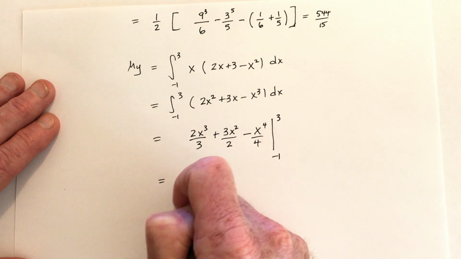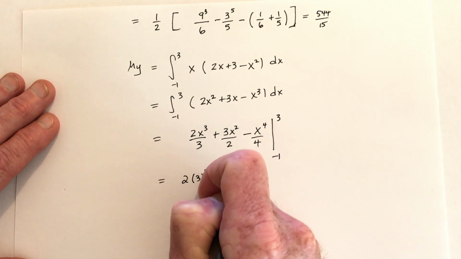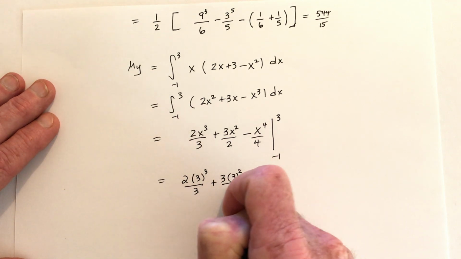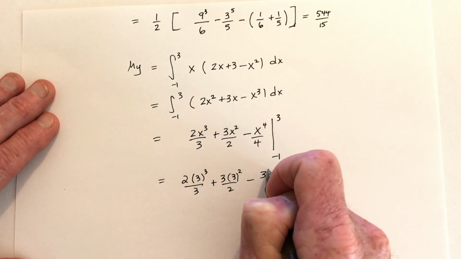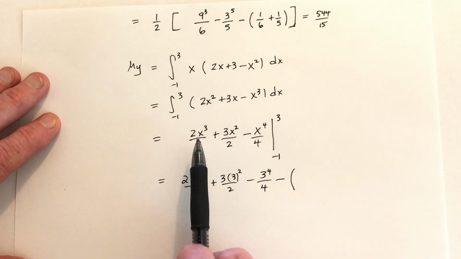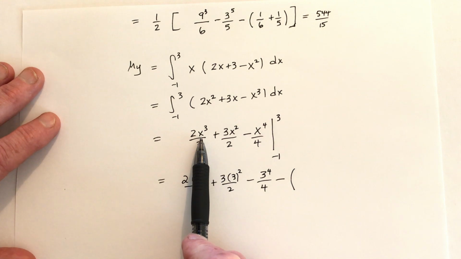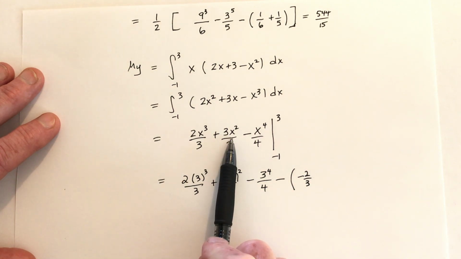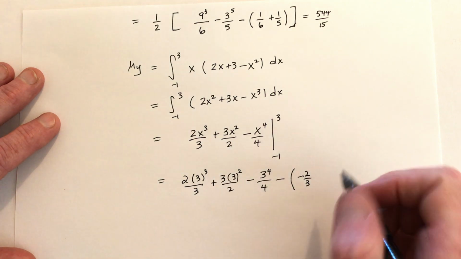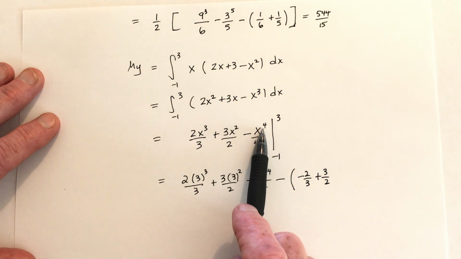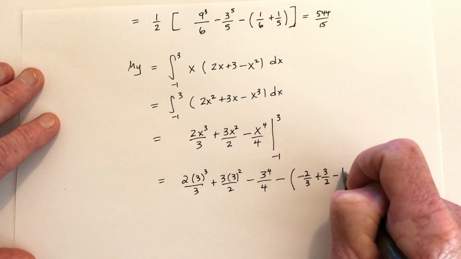So substituting the 3 is going to be 2, and then 3 cubed over 3, plus 3, and then 3 squared over 2, and then minus 3 raised to the 4th over 4, minus, and put parentheses. So when you substitute a -1 in here, that's just going to leave -1. So this is going to be a -2/3. When you substitute a -1 here, it's going to square the negative, make it a positive 3/2. And then when you substitute a -1 to the 4th, it gets rid of the negative, so it just leaves -1/4.